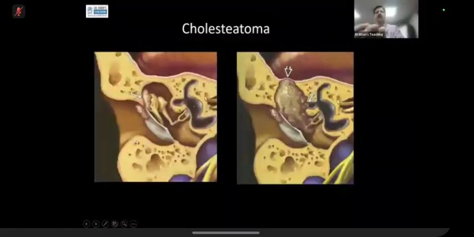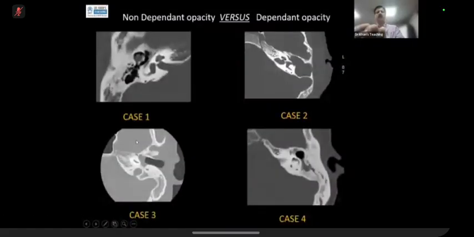The main thing to remember is non-dependent opacity with bony destruction. Now look here, candidate 1. If I tell you that this is a cholesteatoma, can you prove me right? Sorry, candidate 2. Can you describe it? What's happening?